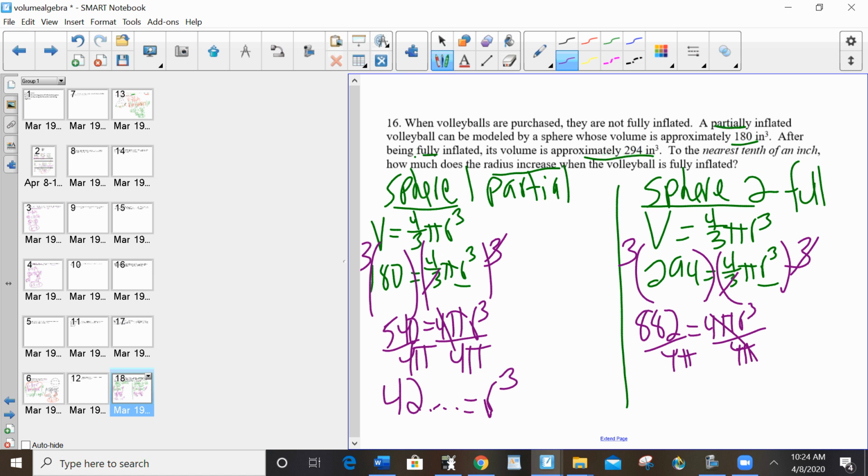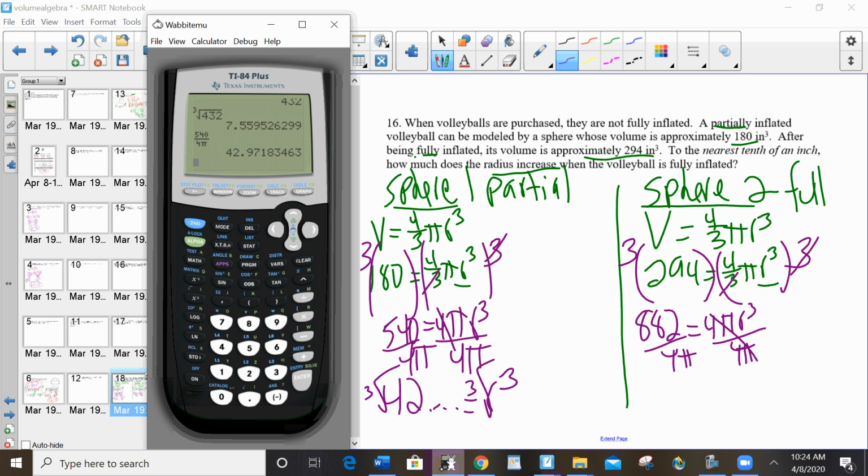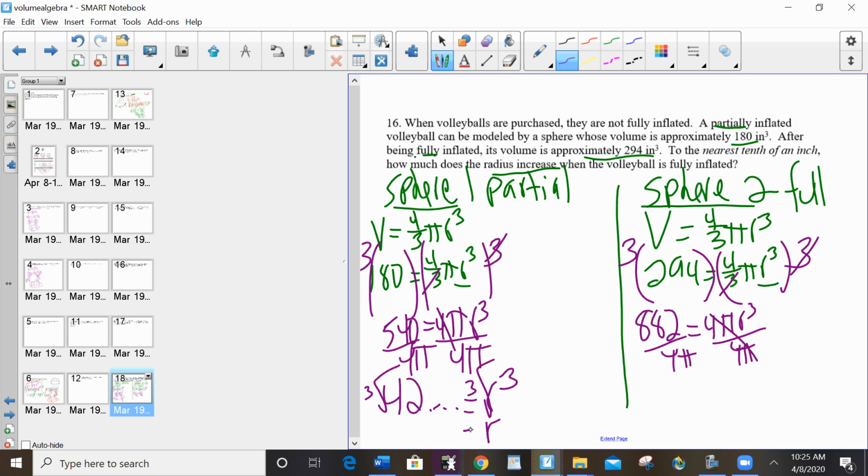To get rid of the cube, I do the cube root. So again, cube root is math 4. I'm going to copy and paste that by highlighting it. It says to the nearest tenth, so I'm just going to write 3.5... for now. Again, I don't want to round until the very end.